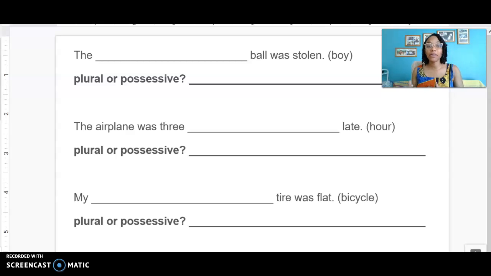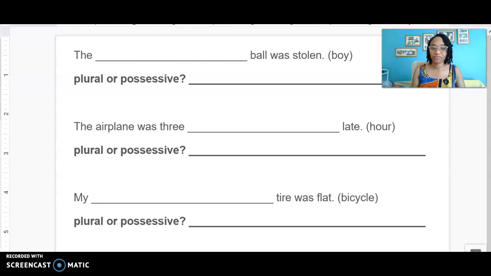Next example, the airplane was 3 blank late. Do we think it's plural, that it was multiple hours late, or possessive, that the hour was owning something? In this case, because we have the number 3 there, that adjective is really helping us understand and describe the noun. In this case, it was 3 hours late, and that's going to be a plural form of the word hour. It wasn't just 1 hour, it was 3 hours. Because we're counting multiples, we know that it's plural. So we'll spell that H-O-U-R-S with no apostrophe.